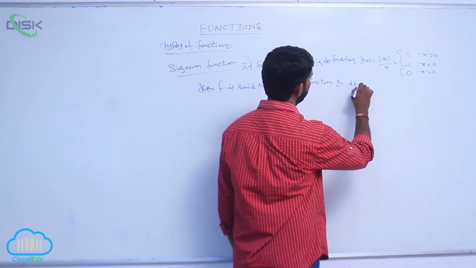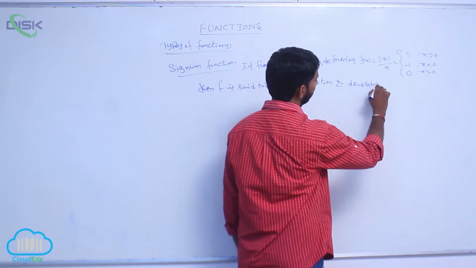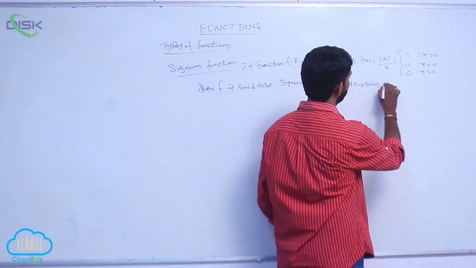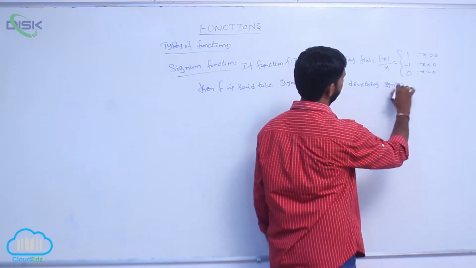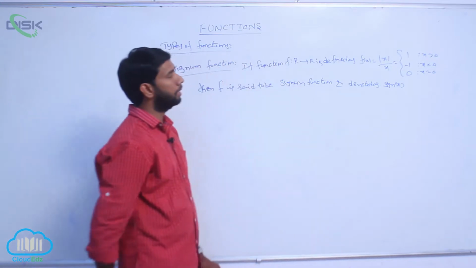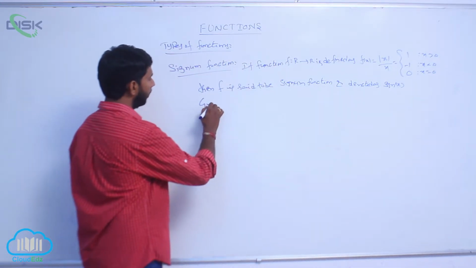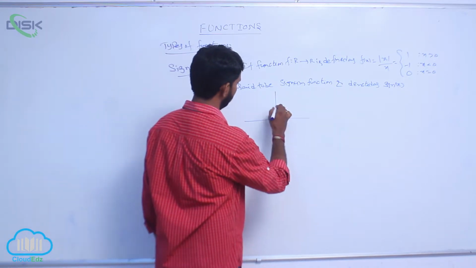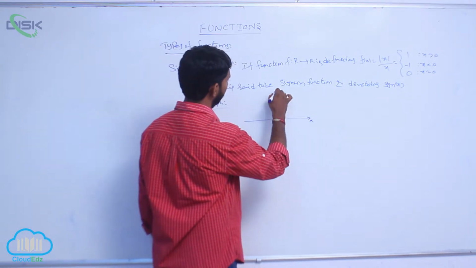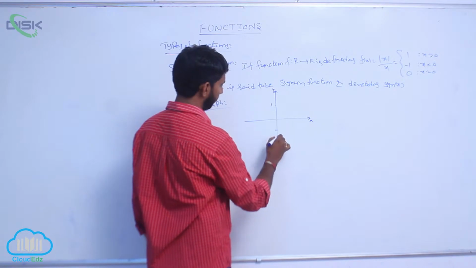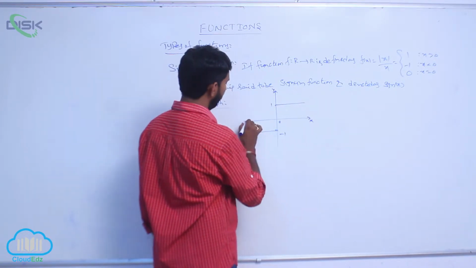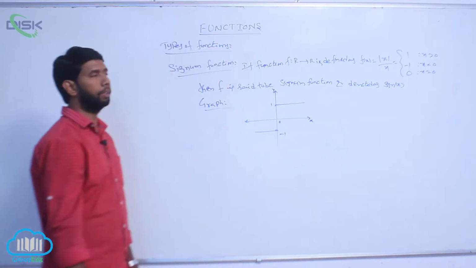And denoted as mod x by x, and denoted as signum, sgn of x. Then the graph of signum function is shown, it represents a graph of the signum function.